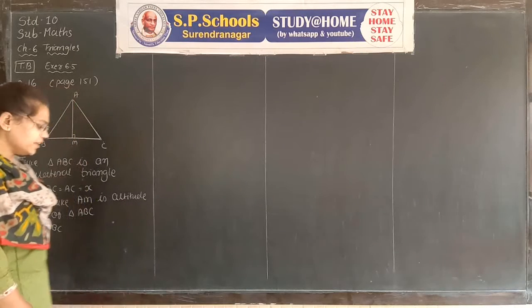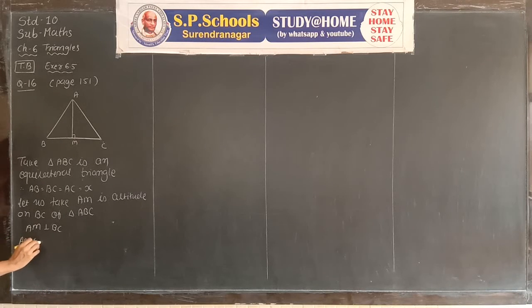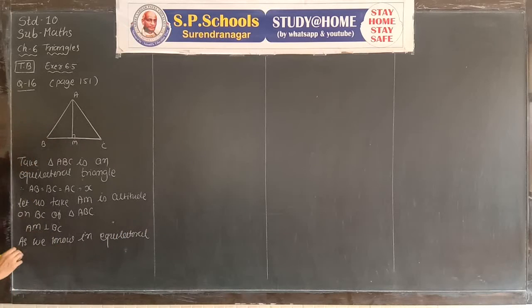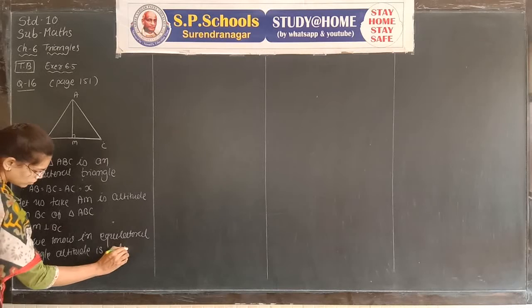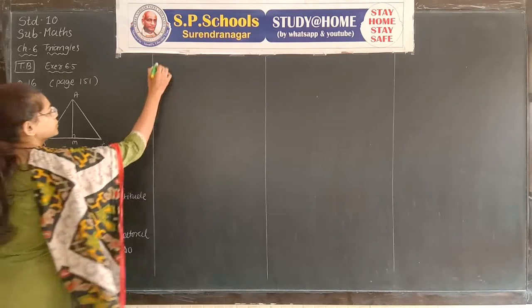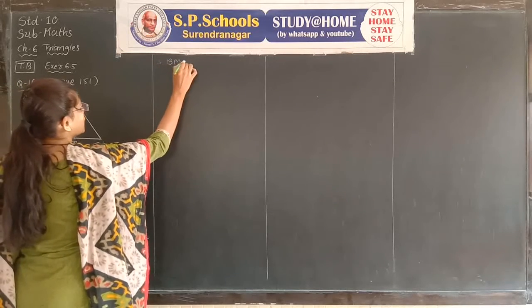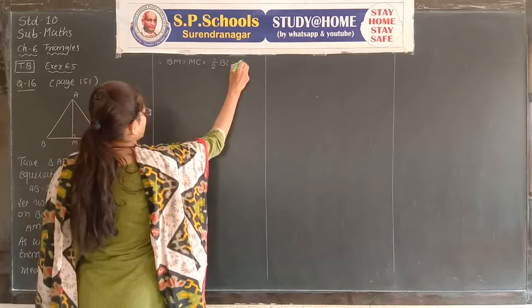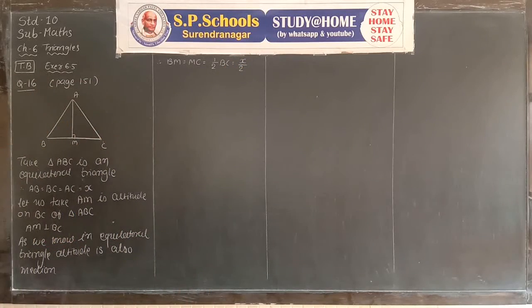As we know, in an equilateral triangle, the altitude is also the median. Therefore, BM is equal to MC, which is equal to half of BC. As we know, BC is x, then BM is equal to MC, which is equal to x upon 2.